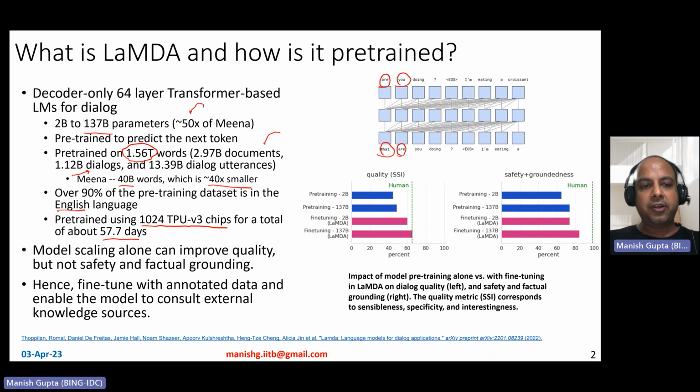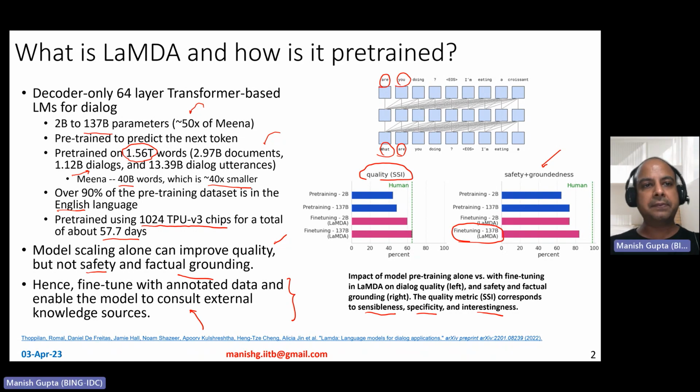The two main learnings from the LaMDA paper are as follows. Model scaling alone can actually improve quality. They measure three things about dialogue models in general: quality, safety, and factual grounding. So they observe that model scaling can improve quality, but it does not really improve safety and factual grounding. And therefore, they fine-tune with annotated data for safety and factual grounding, and this enables the model to improve even on safety and grounding metrics. They also allow the model to consult external knowledge sources using information retrieval based search. As you see in this picture, on various quality metrics, S, S, and I, which we'll talk about in detail, sensibleness, specificity, and interestingness, pre-training or model scaling alone can improve quality, but does not really improve safety and groundedness, for which fine-tuning significantly helps along with scaling.